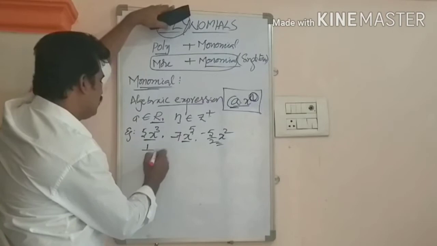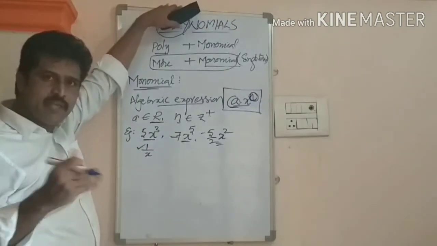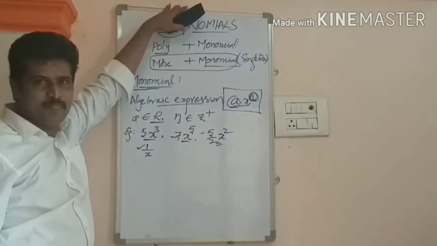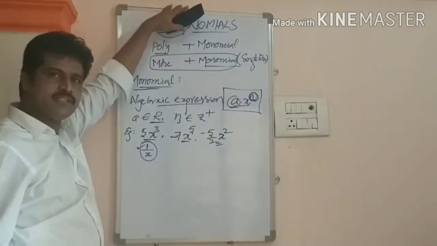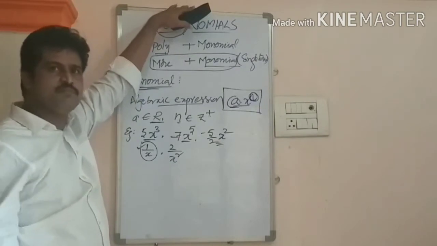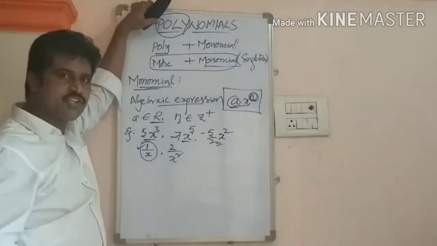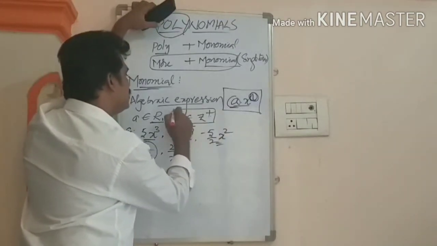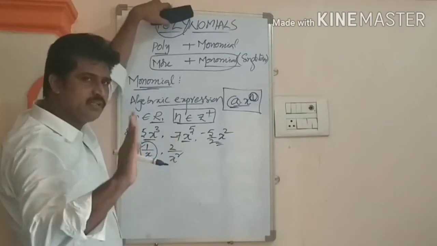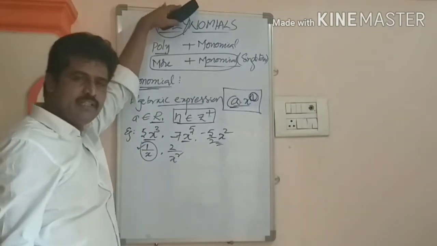Now, if you take, for example, 1 by x, and I ask whether 1 by x is a monomial or not, you may simply say, yes sir, it is a monomial, because it is a single term. 1 by x, 2 by x square, or something else, it's a single term. You may say like that. But there is an important condition I said: n must be a positive integer. When you see 2 by x square, you may not know the power, and you may say it is a monomial.